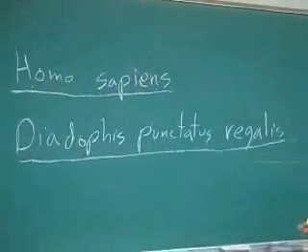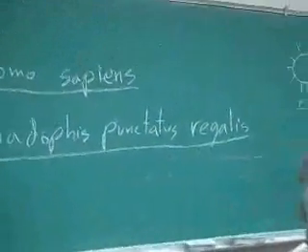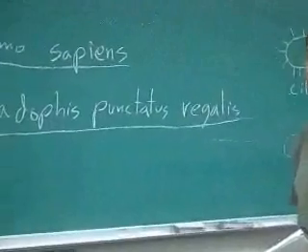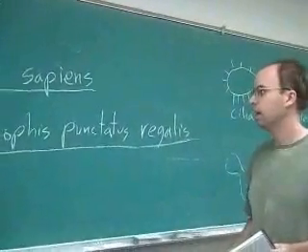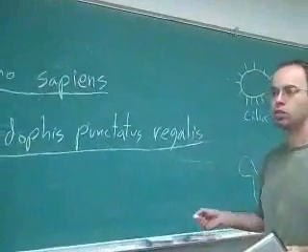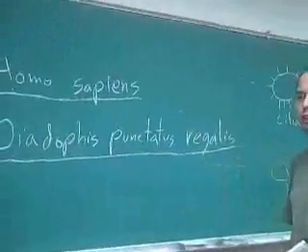Now, once again, the genus must always be capitalized, and the specific epithet and the subspecies name have to be always in lowercase. And scientific names must always be underlined, like I've done here, or done in italics.